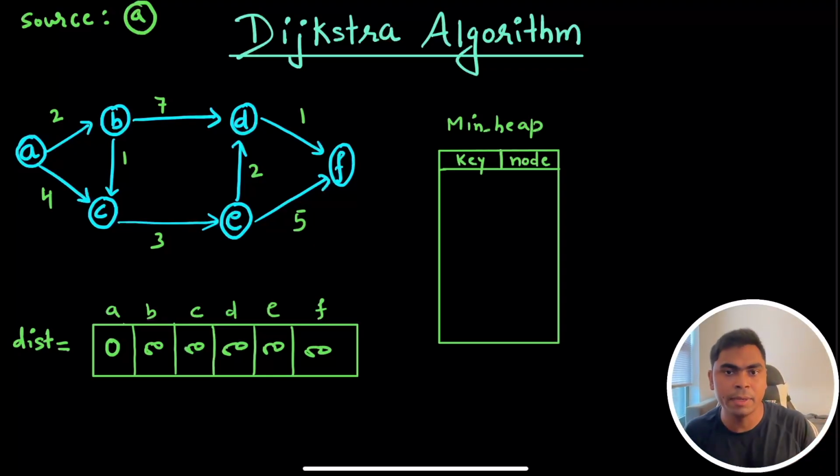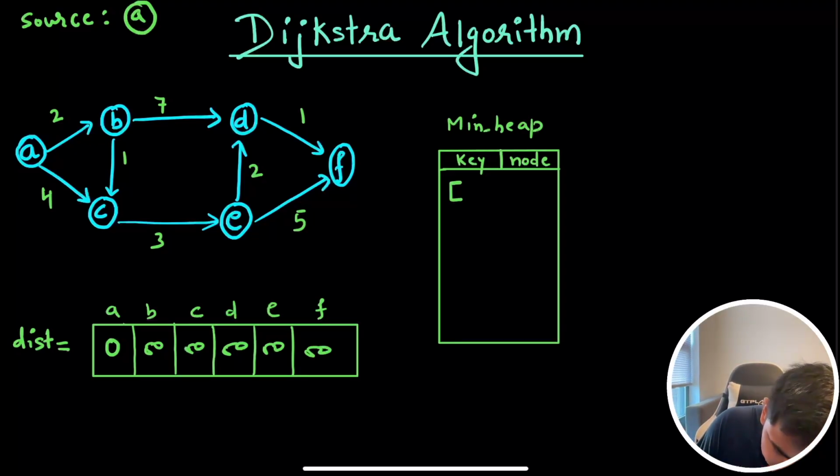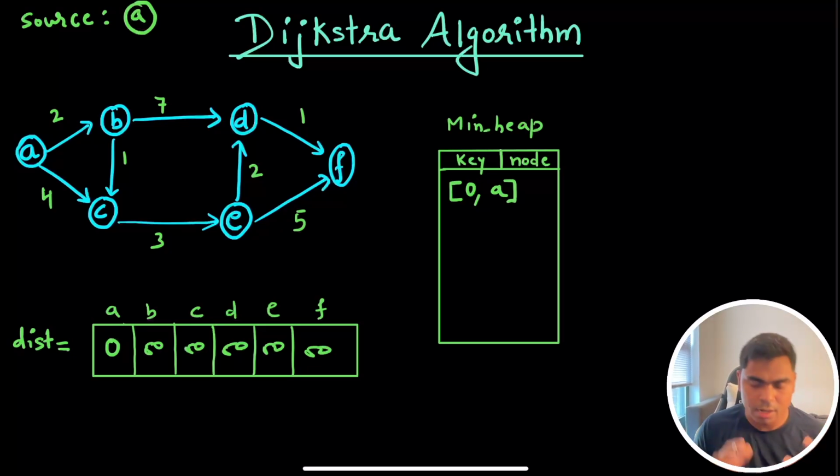Initially, in my min-heap priority queue, I will insert my source node. The key here is going to be the distance, which is 0 from A to A, and then the node itself, which is A. Now the algorithm starts with the while loop. As you know, we are using BFS here, so we will be visiting all the neighboring nodes of A, and calculating the shortest path from A to its neighboring vertices.